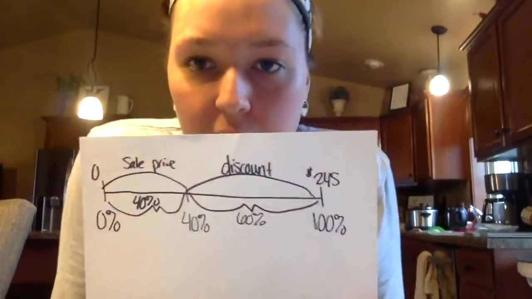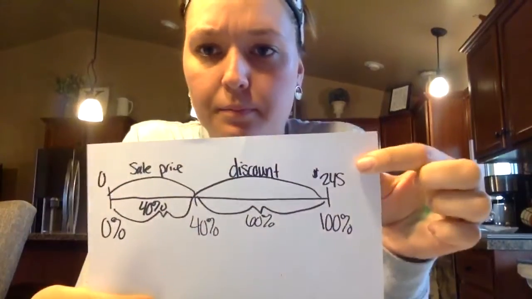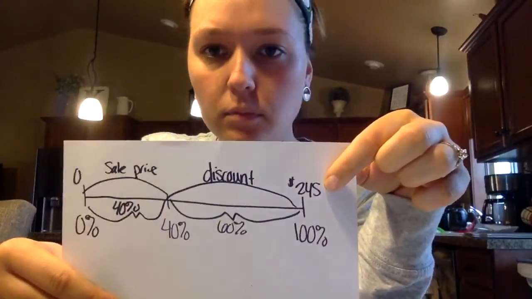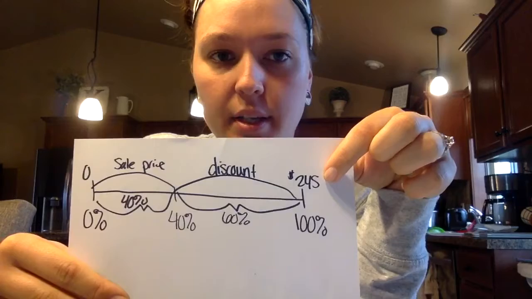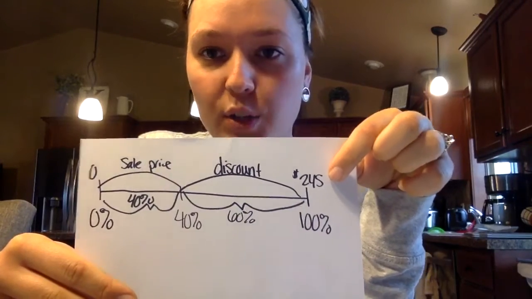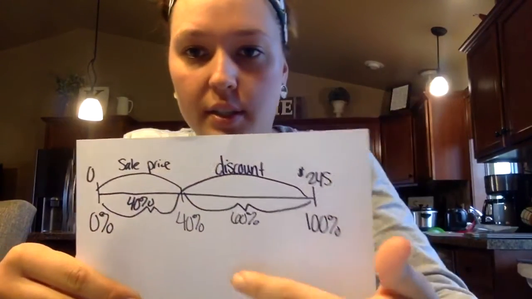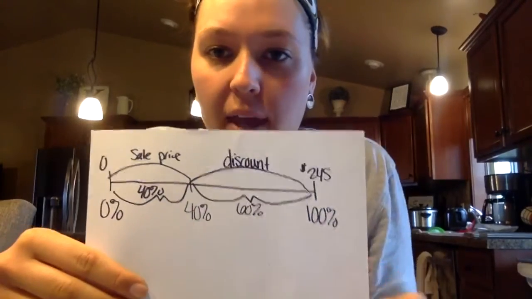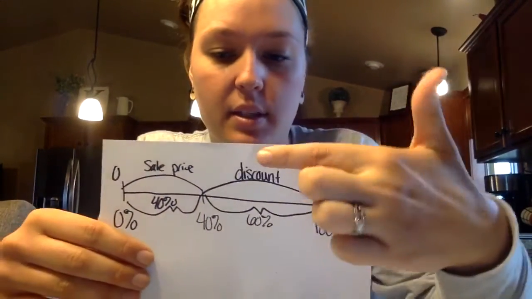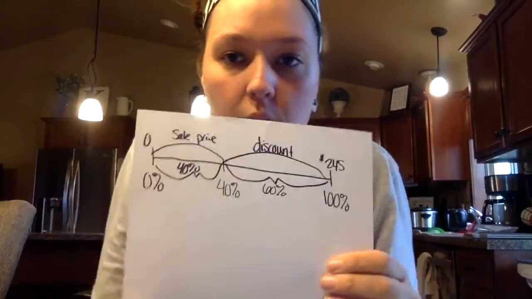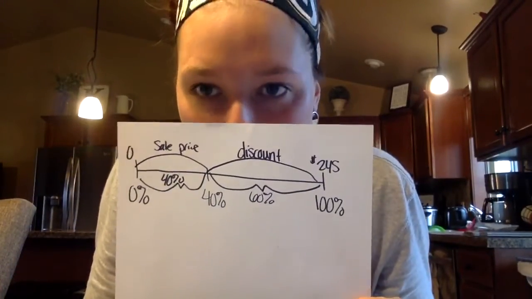So, the diagram. I'm going to show you what I have here. Okay, so here's what we have. The original cost of the bed, $245. It says that it's 60% off. So the discount is the 60% here. That means he's going to pay 40%. That's the sale price here. So this is a diagram that you could have made.